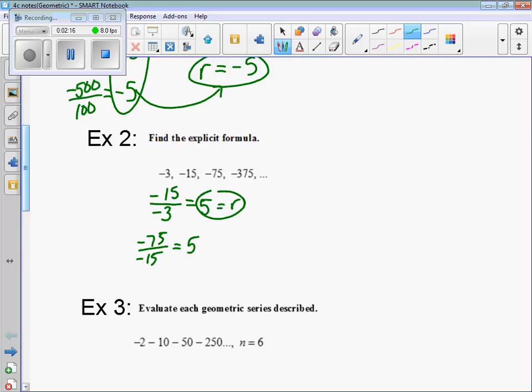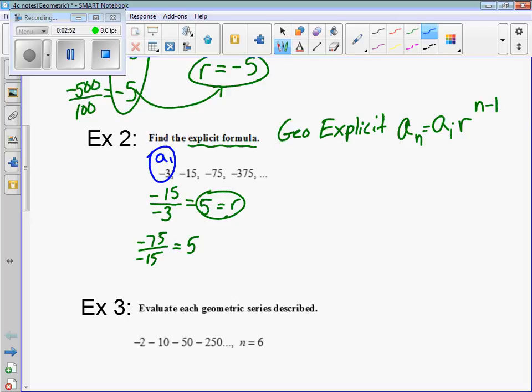So the R is 5, and we need to use the explicit formula. So the explicit formula for the geometric is a sub n equals a sub 1, which is the first term, times the ratio raised to the n minus 1. So in this case, we already have the common ratio. We know the first term. This is the first term here. And with the explicit formula, we don't actually know what the n is. This is just a general formula.